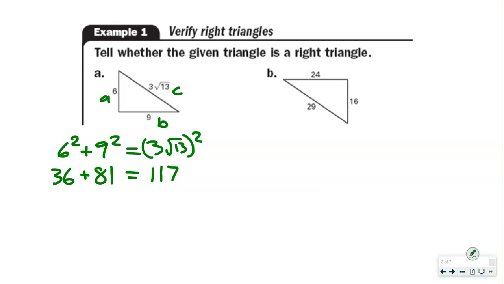Okay, so 36 plus 81 is also 117. So 117 equals 117. So it came out the same on both sides. Yes, it is a right triangle.